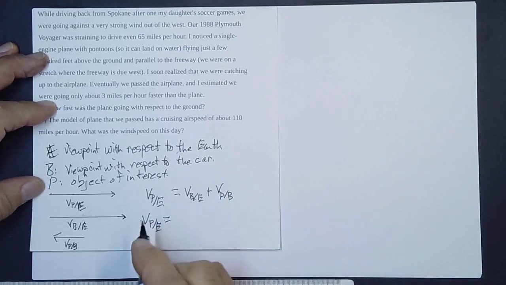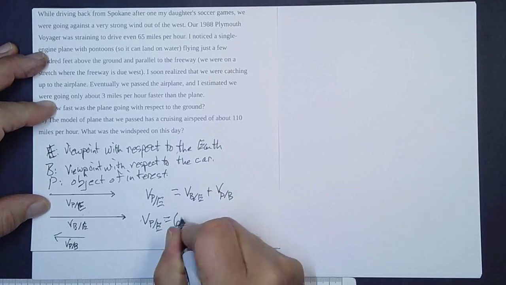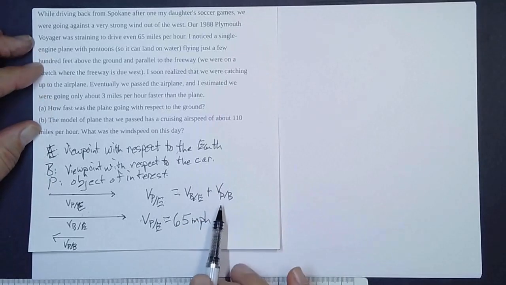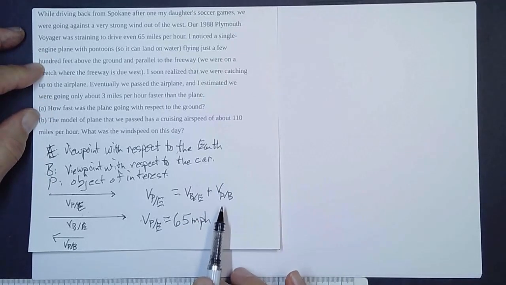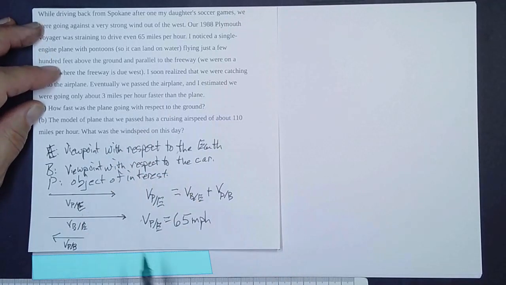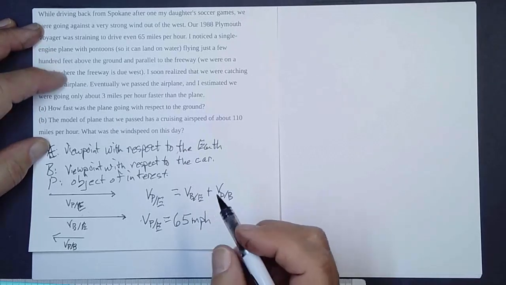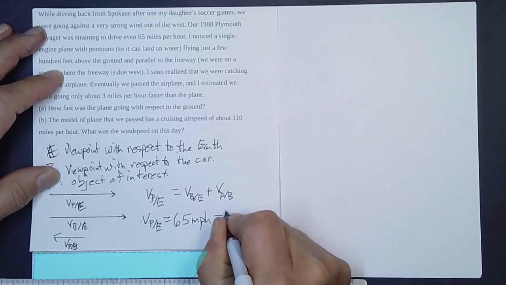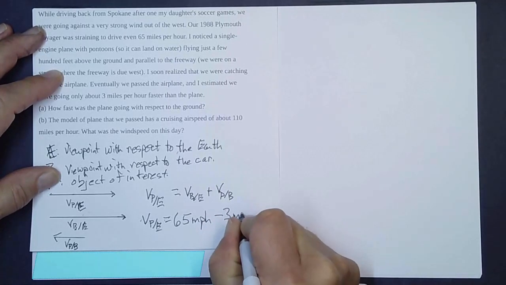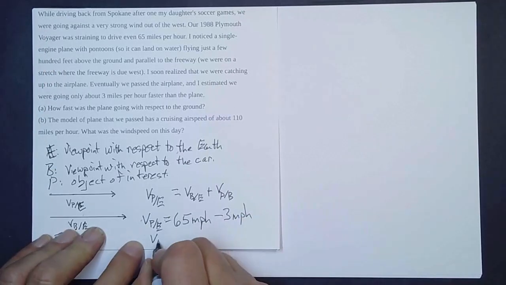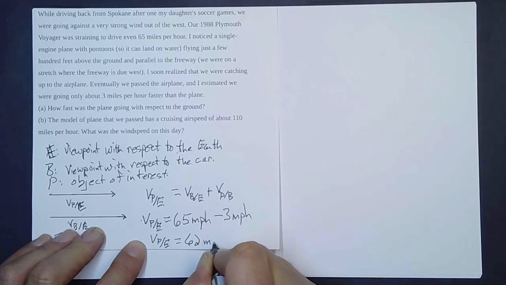We know the velocity of the car with respect to the Earth. That's 65 miles per hour. And I estimated that the velocity of the plane with respect to the car was about 3 miles per hour. Okay, but we were catching up to it. And so this would be minus 3 miles per hour with respect to the car. And so what we get is that the velocity of the plane with respect to the Earth is equal to 62 miles per hour. That's the way that we add these things.